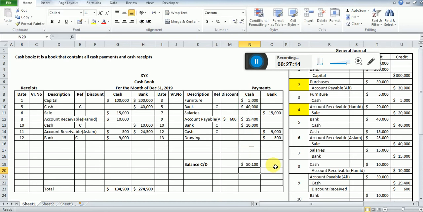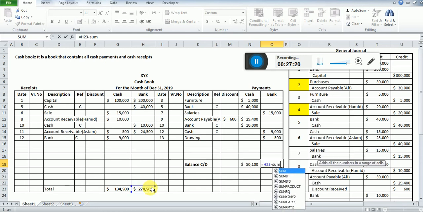And the same you have to do with the bank. From this bank total, you have to subtract the sum, meaning the total of all these values we have on this side. So once again, H23, this is our bank total, and from this you have to subtract all these values. Okay, enter.